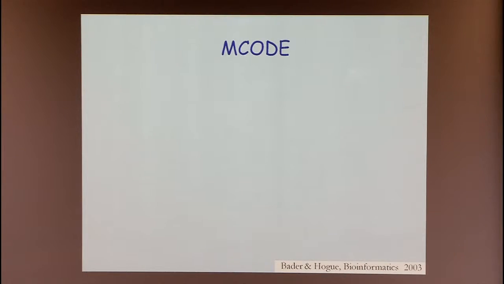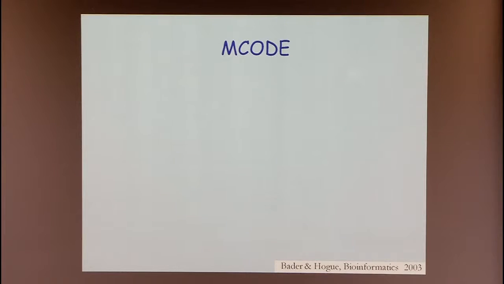So I'll start with one of the most highly cited works, maybe also because it was one of the first for identifying protein complexes, which is the MCODE algorithm by Bader and Hogue. And by presenting this algorithm, I will also try to mention where I see the challenges that we still have to tackle, and from there we will grow to present the rest of the methods.